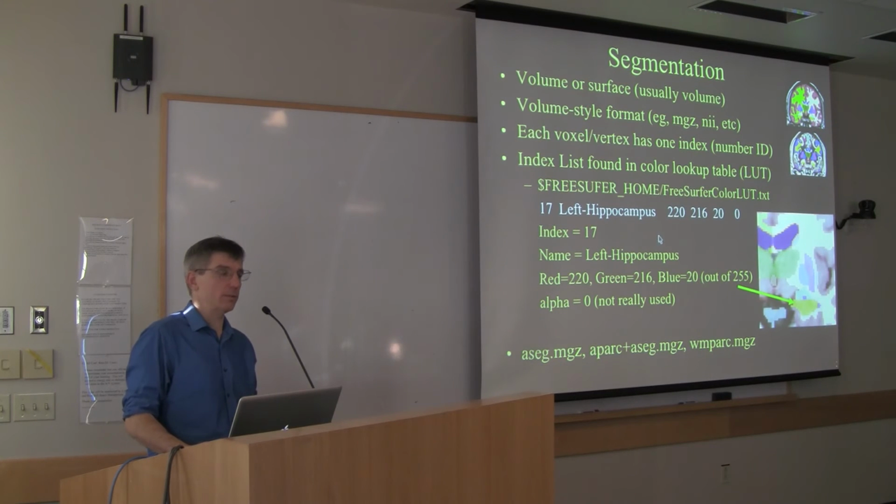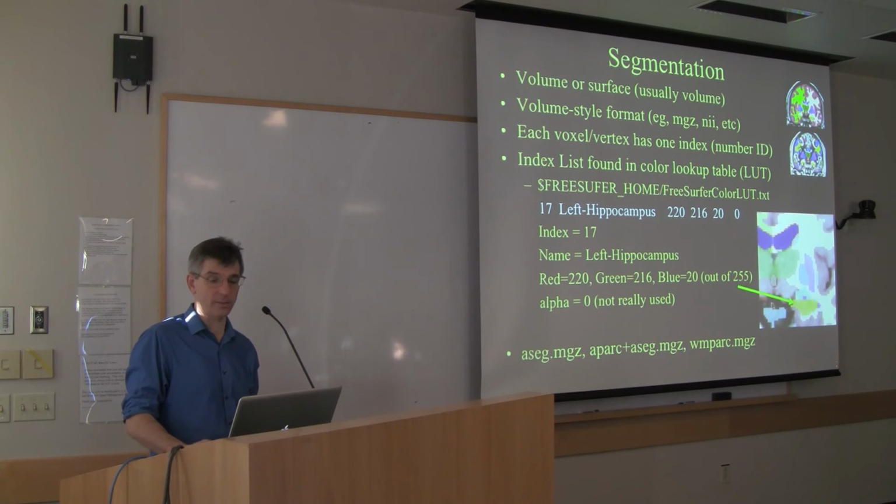And so we have several different lookup tables. The most prominent one is called FreeSurferColorLUT.txt. If you look at this, it's going to be a table, and every line is going to be a different region of interest. The first item in the line is a number, and that's the index. So in this case, 17 is left hippocampus.